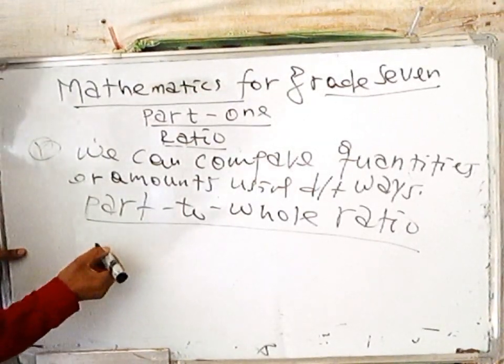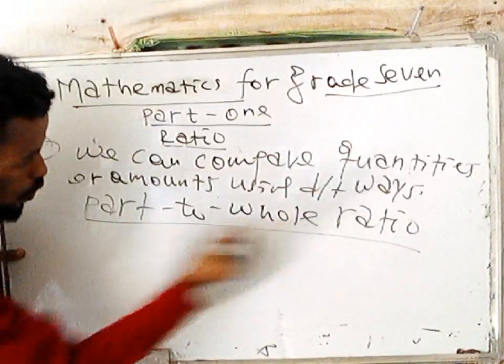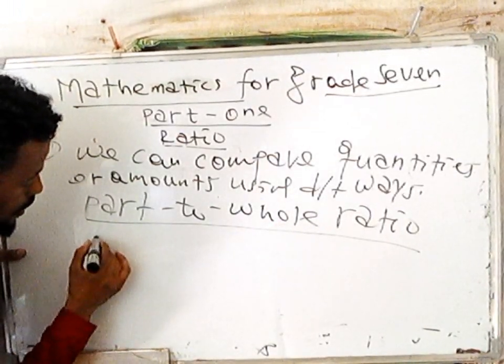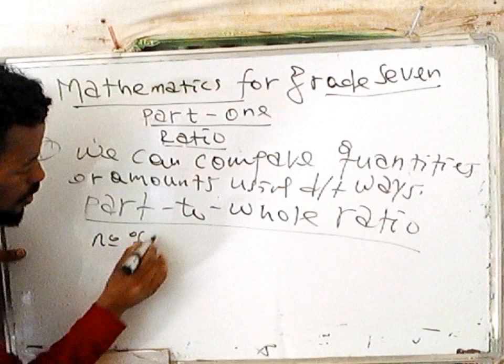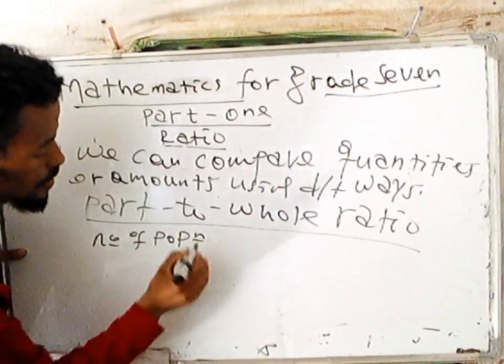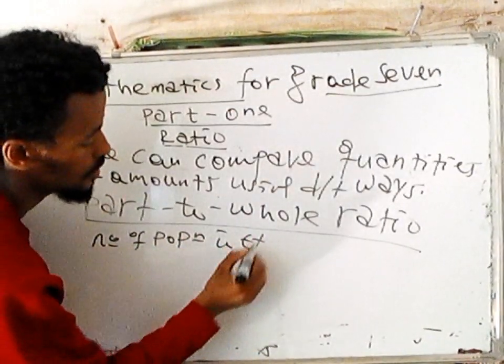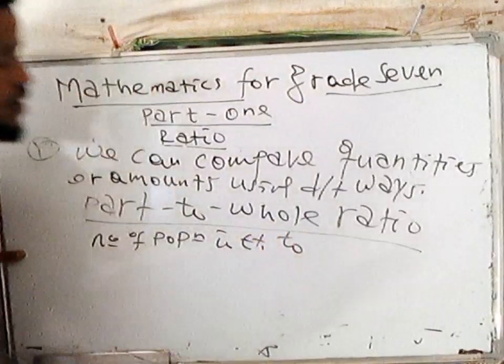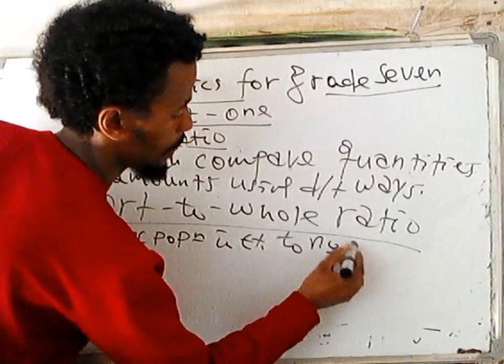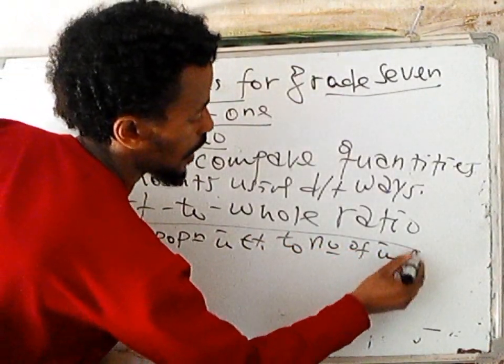So part to whole, number of population in Ethiopia to number of population in Africa.